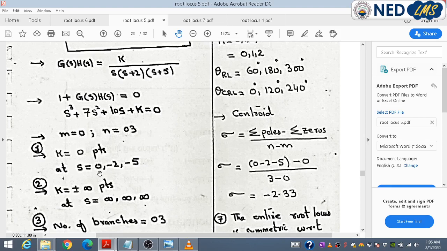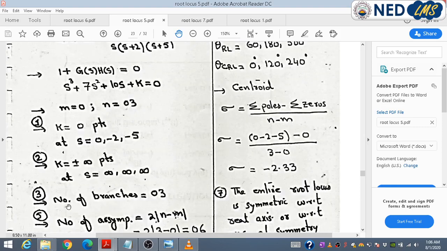The system poles are at 0, -2 and -5, and the k equal to plus minus infinity point, in the absence of finite zeros, lies at infinity, at higher values of s, because the k plus minus infinity point lies on system zeros. If there is no finite zero, these points lie at higher values of s. In this system we have 3 branches because the degree of the equation is 3, the number of poles is 3, and I'm again repeating here, each branch starts from the poles.